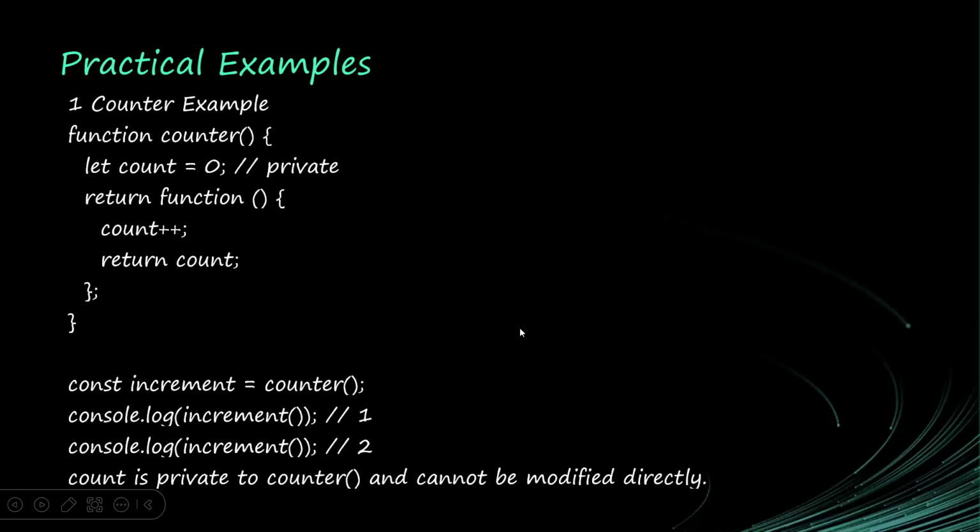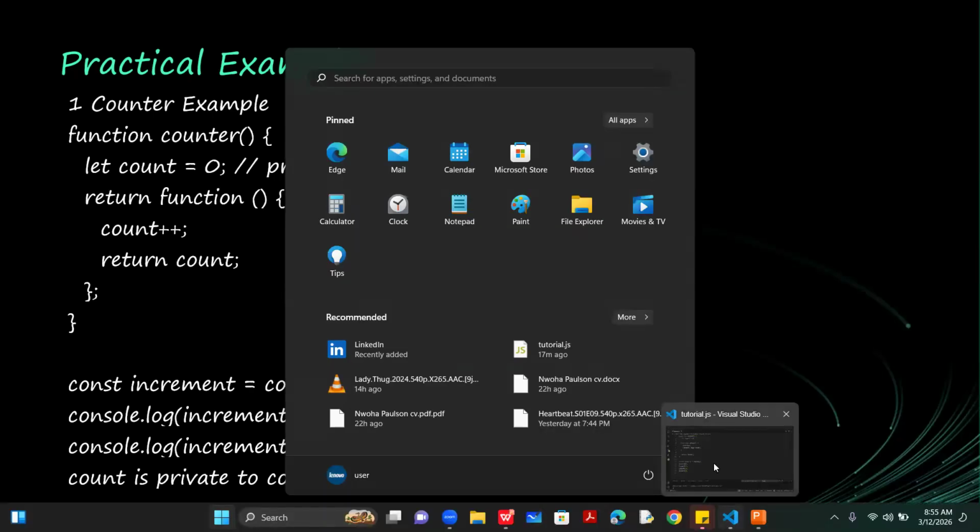Okay, so the count variable here is private to the counter function and cannot be modified directly outside of the scope of this counter function. You cannot modify the count variable. Okay. So I don't know, do you still need me to do this? Okay, let's go and just do it.